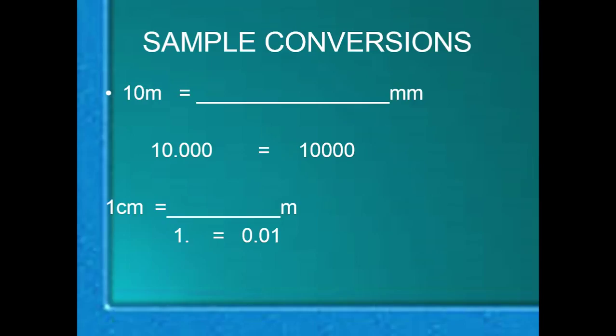So let's take an example. We want to convert 10 meters to millimeters. Notice you have just one letter right here, so that means you're dealing with a base unit. If you look over here, in millimeters, the little m in front of the meter means milli. So let's see how we can convert 10 meters to millimeters.